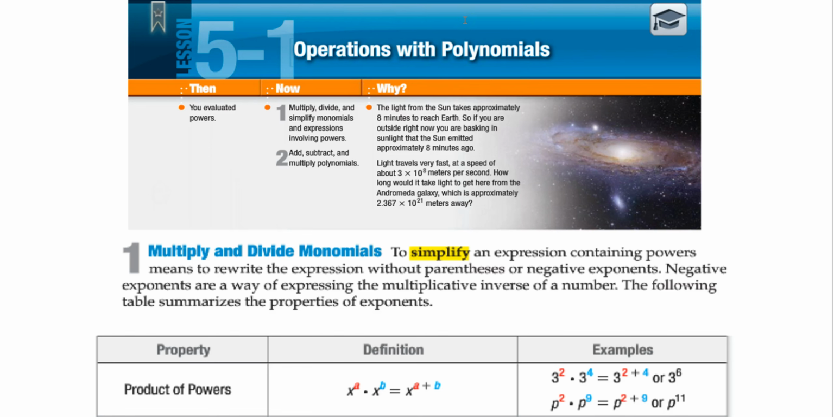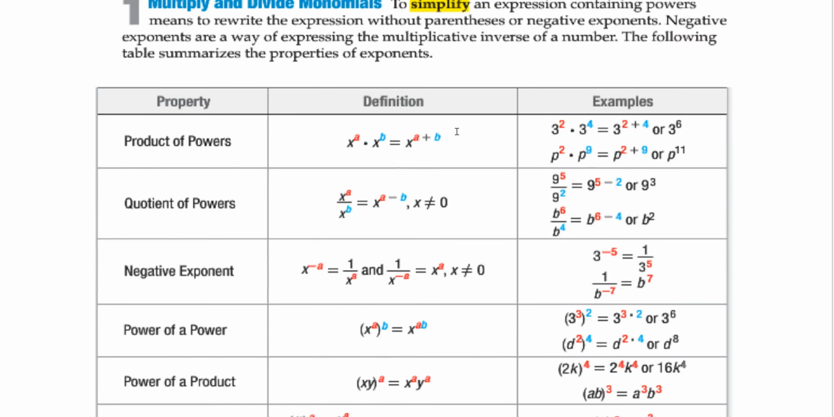5.1 Operations of Polynomials. This lesson is really all about powers and all the rules of powers, how to simplify powers. So let's go over some. So the product rule, product of powers, so we should know that, right, if you multiply two things of the same base, you just add the powers. So like they do here, 3 squared times 3 to the 4th is just 3 to the 6th. Or b squared times b to the 9th is just b to the 11th.